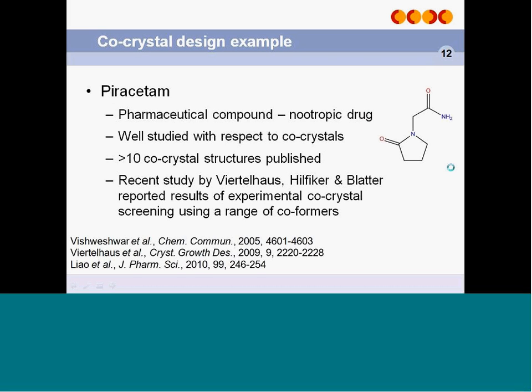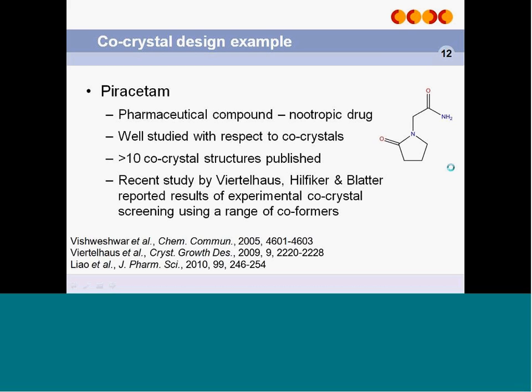So for examples of the first two design methods, we're going to be using the example compound of piracetam. This is a pharmaceutical compound which is a neurotropic drug. And piracetam has been studied quite highly with respect to co-crystals. There are over 10 co-crystal structures published in literature.